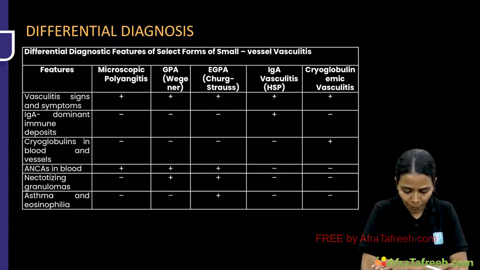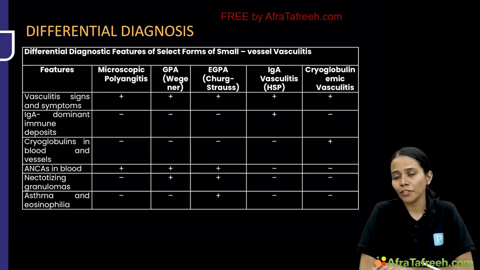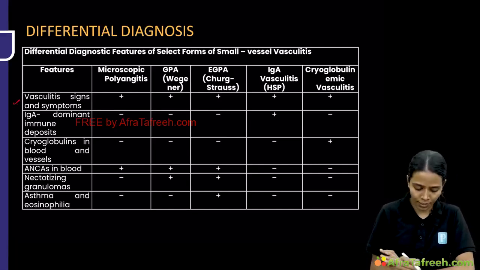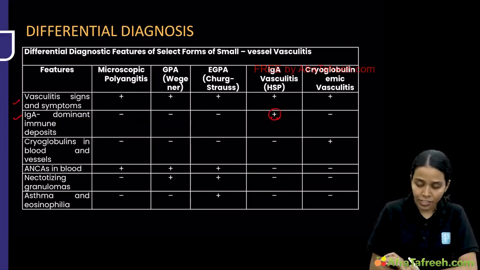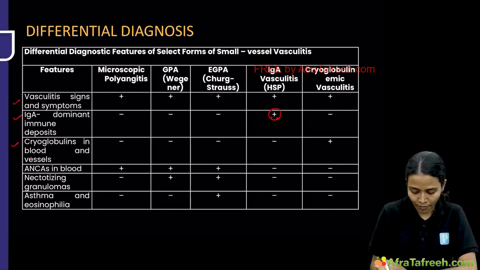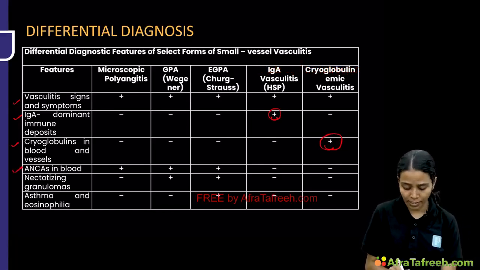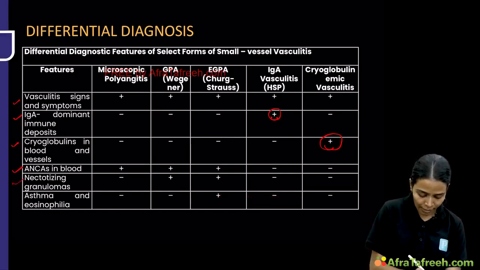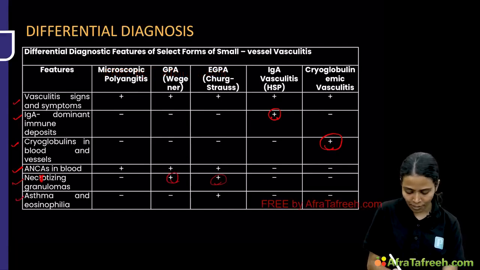Now, how will you differentiate between all these 5 vasculitides when a patient comes to you? Okay. So, vasculitis signs and symptoms can be seen in any of these conditions. In IgA dominant vasculitis, you see IgA dominant deposits, okay, which is not seen in other conditions. Similarly, cryoglobulin in the blood vessel can be seen in cryoglobulinemia and not in other conditions. ANCA in the blood will be mostly seen in these conditions, that is microscopic polyangiitis, Churg-Strauss or GPA. However, it can be seen in IgA and cryoglobulinemic vasculitis too. Necrotizing granulomas can be seen in GPA and in EGPA. Asthma and eosinophilia is seen in Churg-Strauss.